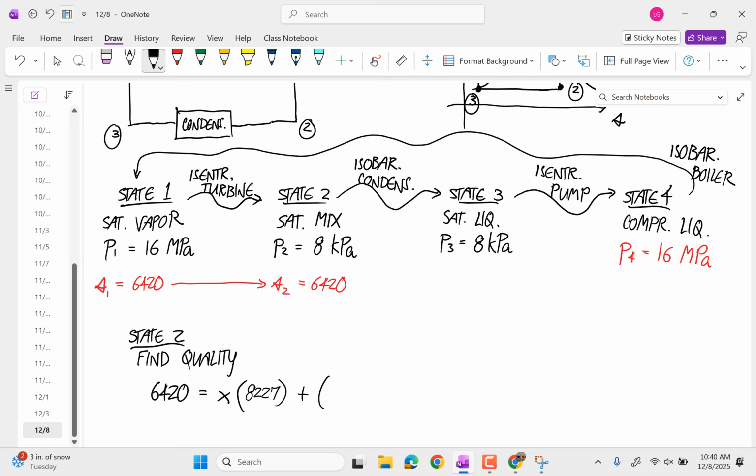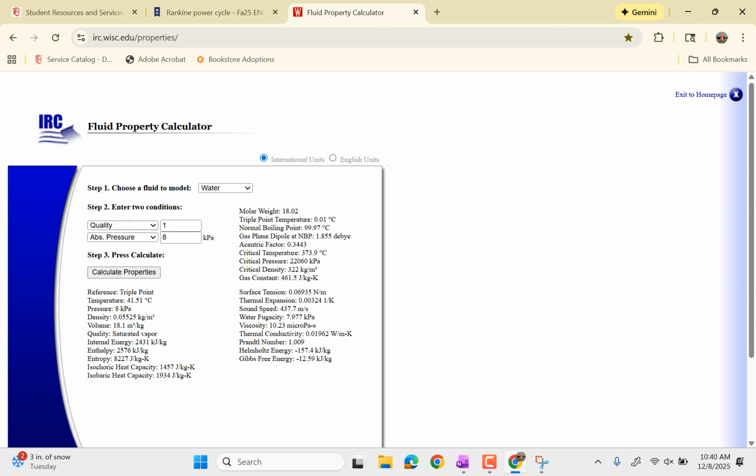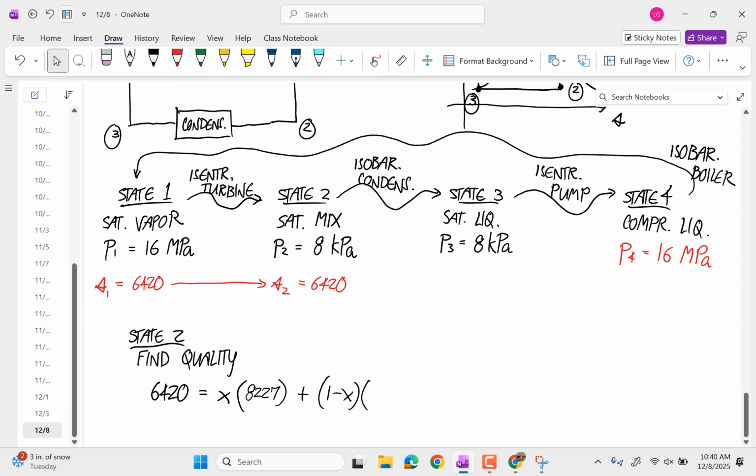And then plus 1 minus the quality times the specific entropy for the saturated liquid at that pressure. So I just have to change the quality from 1 to 0 to get the value for the saturated liquid. And we get 592.5. And now we just have to calculate that quality from that equation.